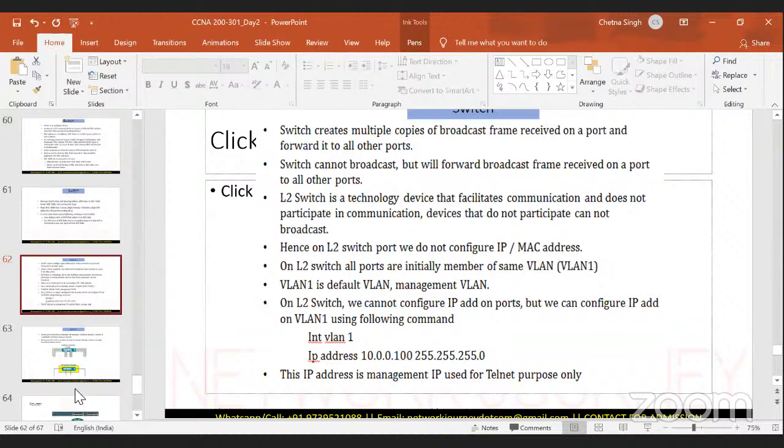Great. So VLAN, we will be talking about virtual LAN. Why do we need virtual LAN? It's a very, very, very important concept under switch.